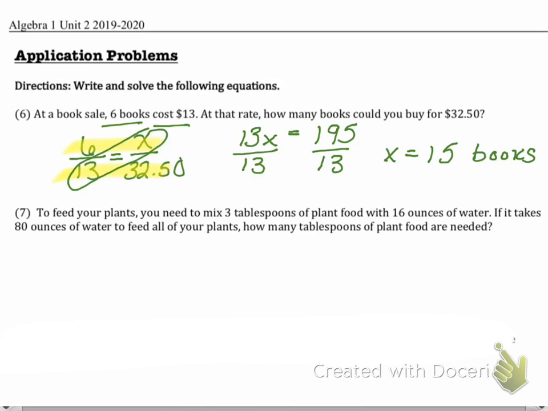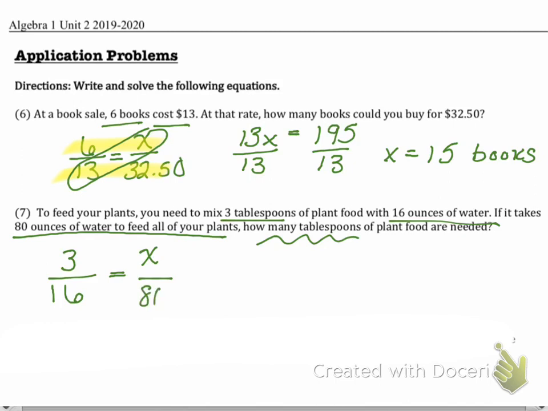Then in number 7, it says to feed your plants, you need to mix 3 tablespoons of plant food with 16 ounces of water. So there's my two comparisons, tablespoons to water. So right away, I'm just going to say, okay, 3 tablespoons to 16 ounces of water. If it takes 80 ounces of water to feed all your plants, how many tablespoons? Well, I don't know that, so I'm going to put x on the numerator, because that's where I have my tablespoons of plant food, all over 80.